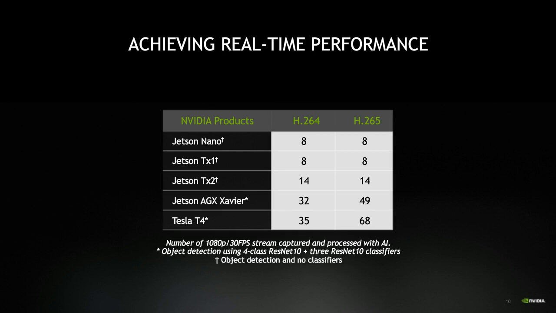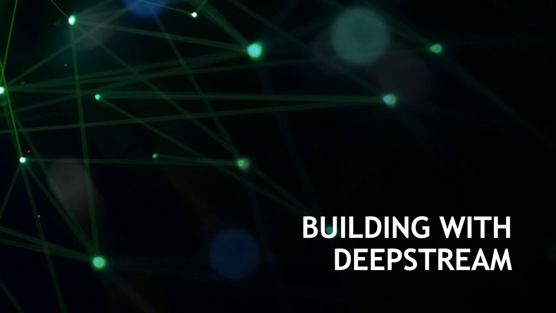For object detection, we use a 4-class ResNet 10 network which can classify person, car, two-wheelers, and road signs. For JETSON AGX Xavier and T4, we're also adding 3 secondary networks to do classifiers on the detected objects. If you want to duplicate this performance on your system, please see the DeepStream development guide. In the next part of the webinar, I'll walk you through several industry use cases that we built with DeepStream SDK.